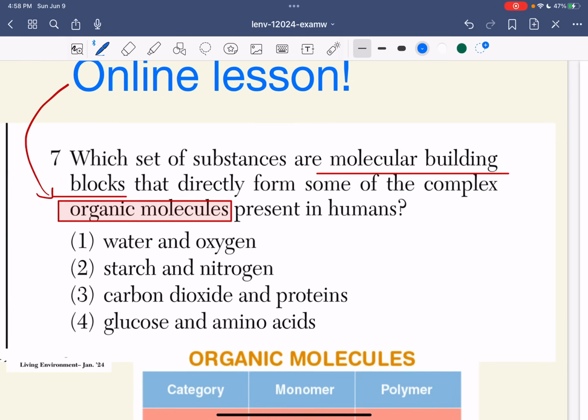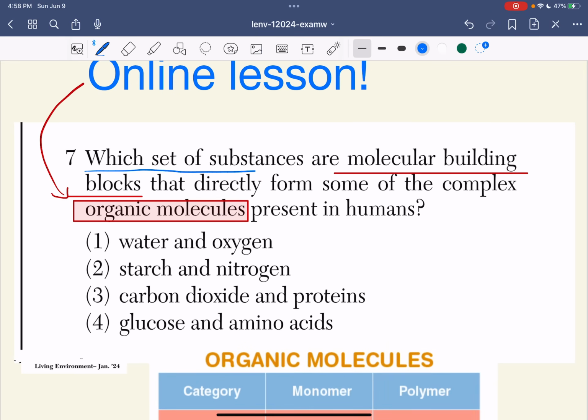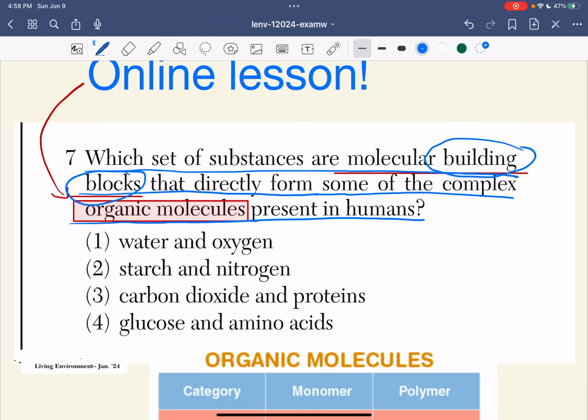Okay, so let's take a look at the question. Which set of substances are molecular building blocks that directly form some of the complex organic molecules present in humans? Okay, building blocks. I should have annotated this too. Building blocks are used a lot in this class and on this exam, and you're definitely going to see it a lot more. So building blocks is basically the smaller molecules that are used to build bigger molecules.